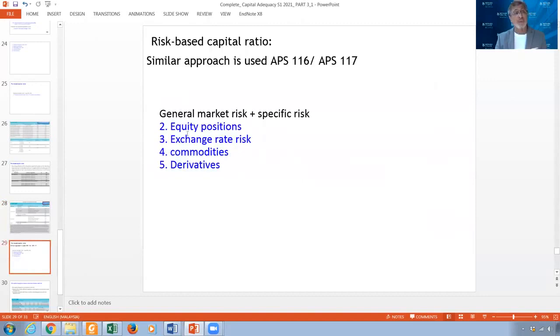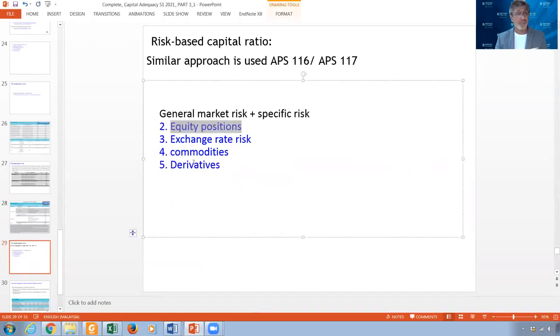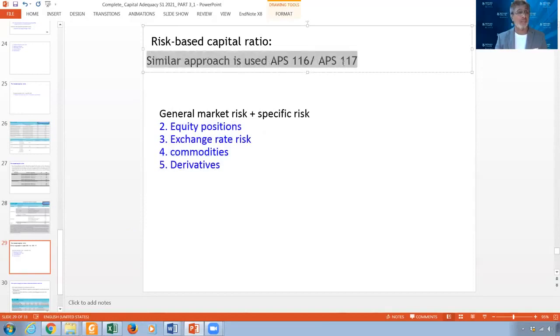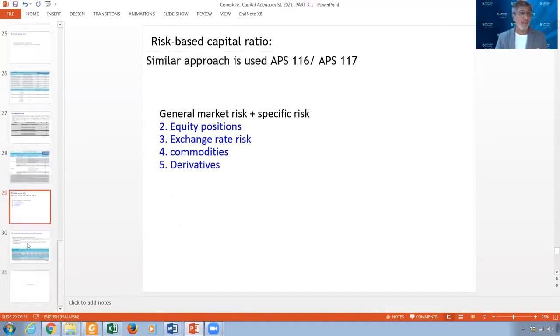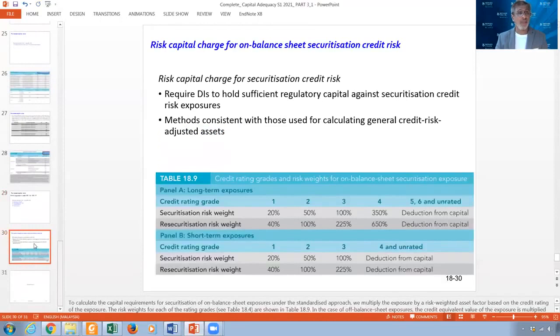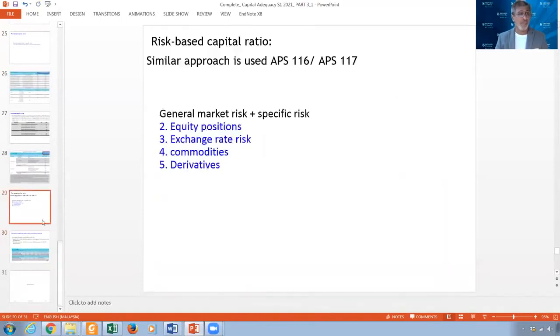We can do market risk also for equity positions, exchange rate risk, and commodities. Please understand, if you are going to work in the industry later on, they have to calculate all of this. We are not covering it here, but it is covered under APS, which is Australian Prudential Standard 116 and 117. Now we move on from market risk.